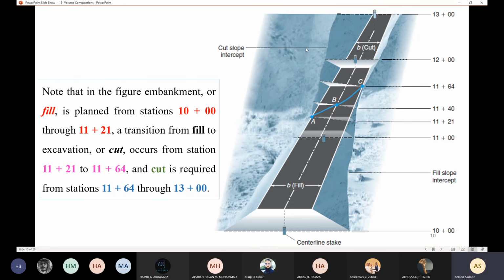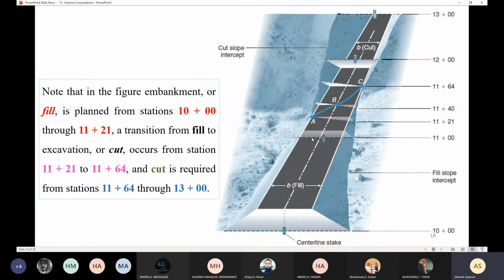So again here we have this road like that, and here we have the center line. We're going to say that the project starts from here, and the start point has been defined as 10 plus 0, 0. 10 means 10 kilometers plus 0 meters. So here is the first station.